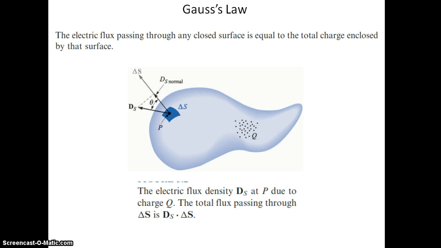So considering the Gauss law, as we have discussed, the electric flux passing through any closed surface is equal to the total charge enclosed by that surface. So this diagram shows the flux. This is the charge enclosed, and this is the flux emanating from the surface, D_S. And the flux density emanates from the surface in the normal, perpendicular direction. So this is D_S normal, and this delta S is the differential surface. So the total flux passing through delta S is D_S into delta S.